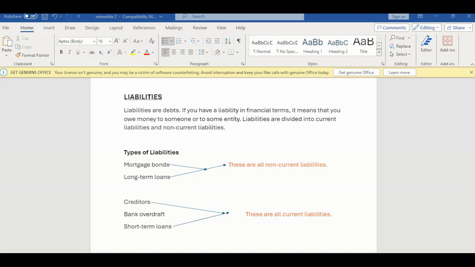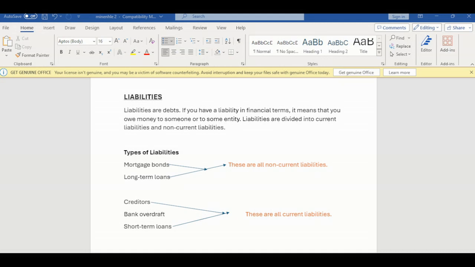So it can be a debt that takes only 6 months or only 12 months. That is a current liability. But non-current liabilities are the debts that will be paid off over more than 1 year. These types of debts take many years to be paid off. Maybe it can be a debt of 20 years, 15 years, and even more. Types of liabilities: we have mortgage bonds and long-term loans. Those are non-current liabilities.